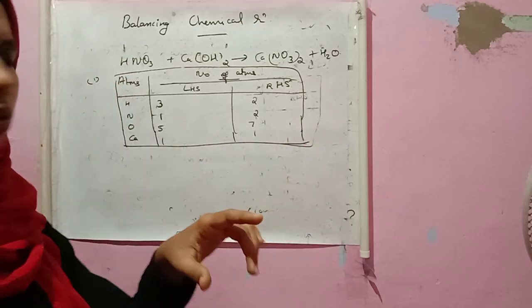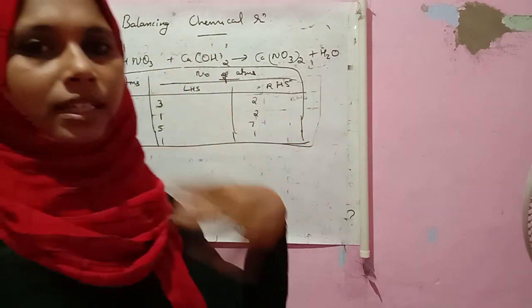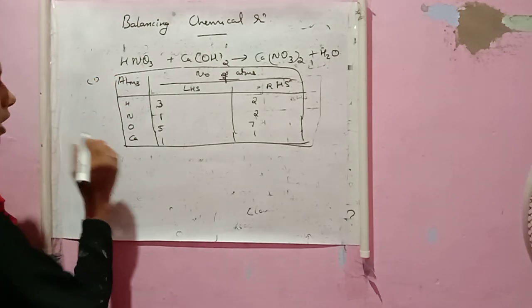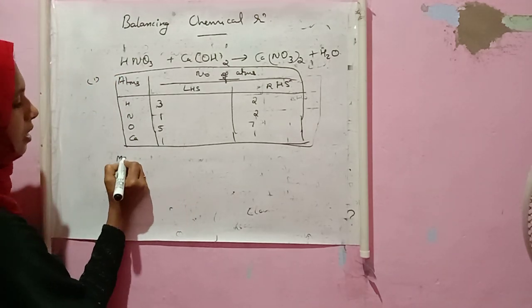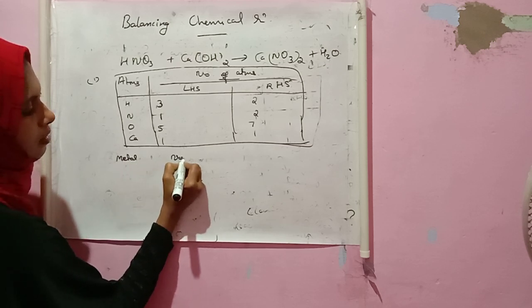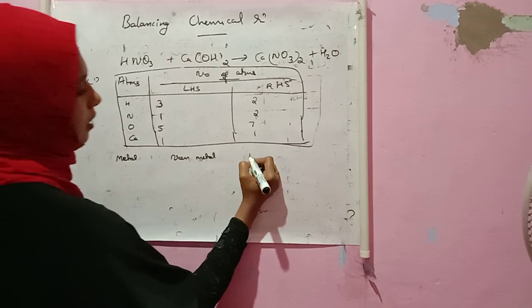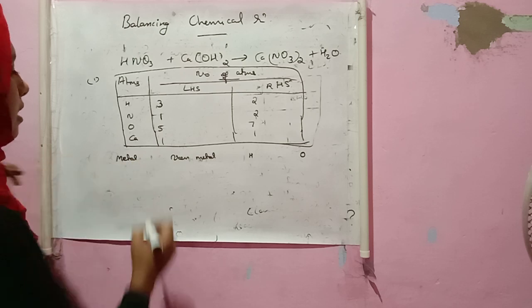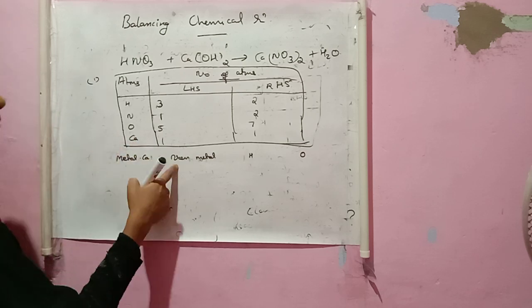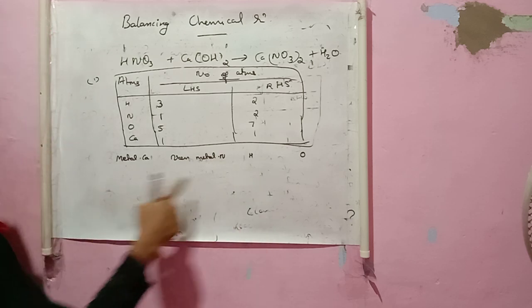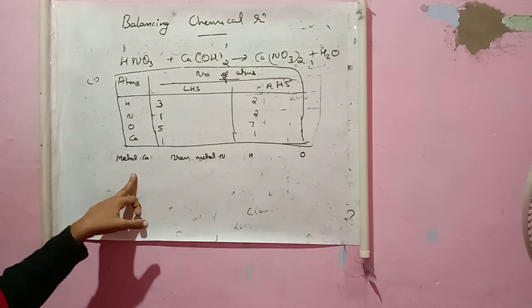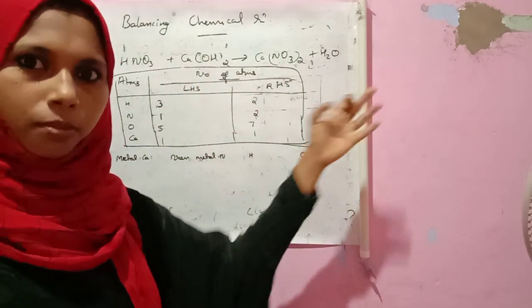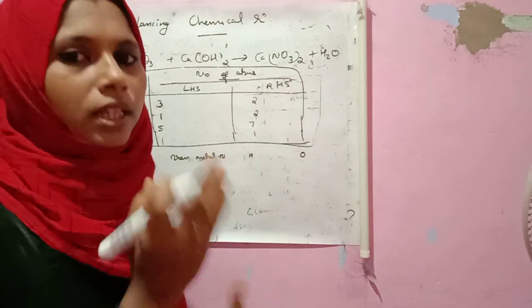According to our first rule, we made a list of the number of atoms participating in the reaction. Now our second rule is what? We need to balance first the metal, then the non-metal, hydrogen, oxygen. This is our rule of balancing. Here the metal is calcium. Non-metals are nitrogen, hydrogen, oxygen. So checking the third rule: whether any one of these species is in its elemental form? No. So there is no need of applying the third rule in this reaction.